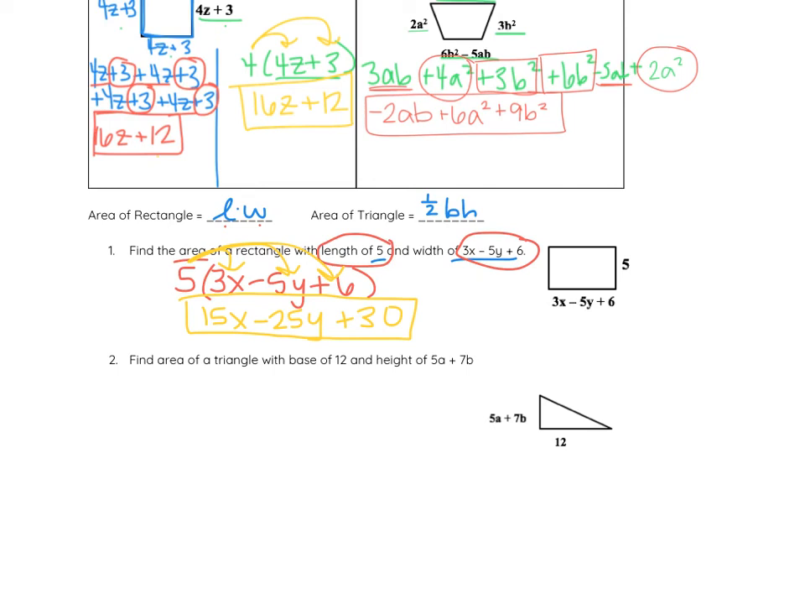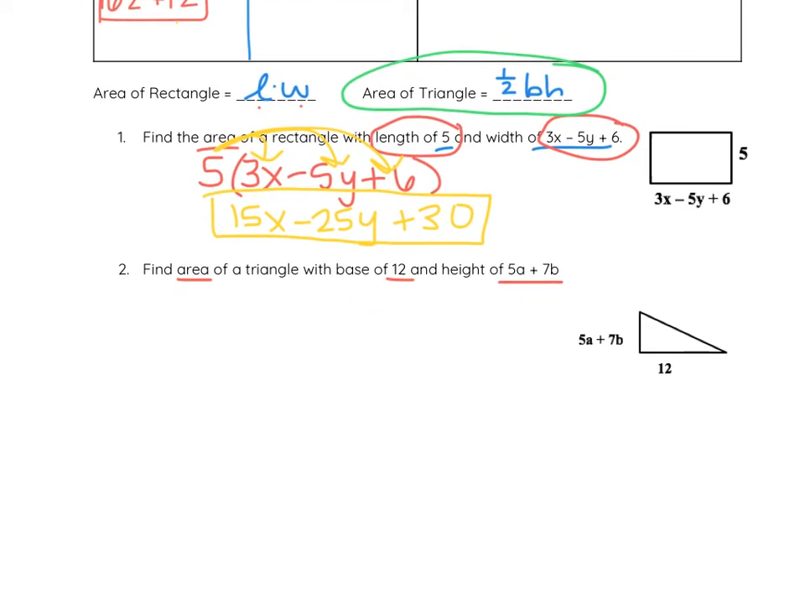The last example for this video, it says find the area of a triangle with a base of 12 and a height of 5a plus 7b. Remember, the area of a triangle is 1/2 base times height. So I'm going to start off with 1/2. The base here is 12. And the height is 5a plus 7b.